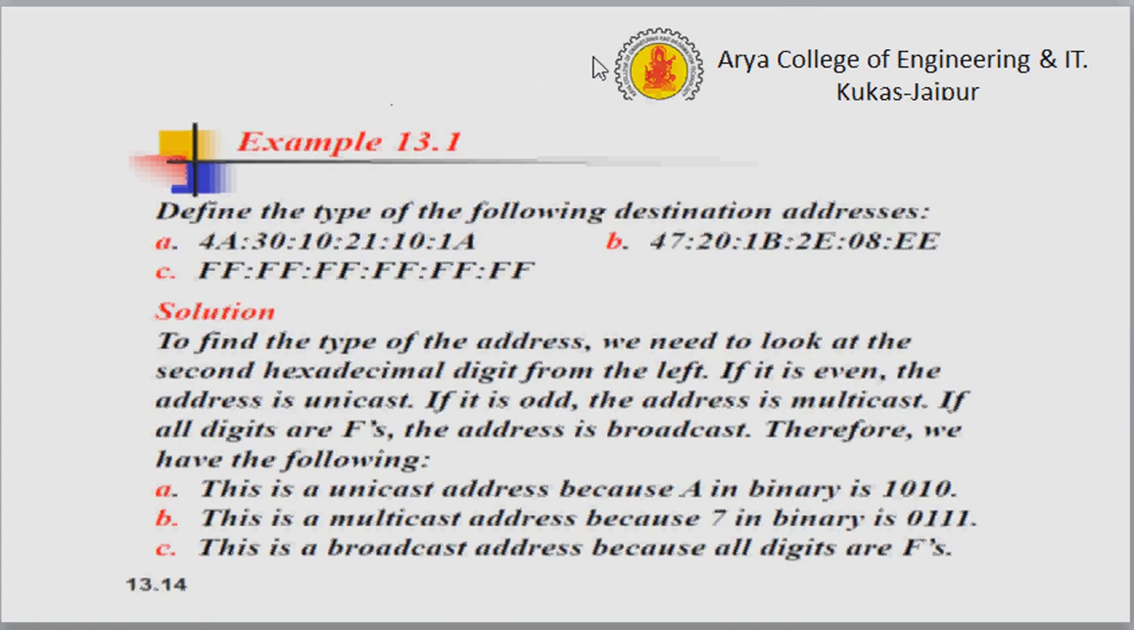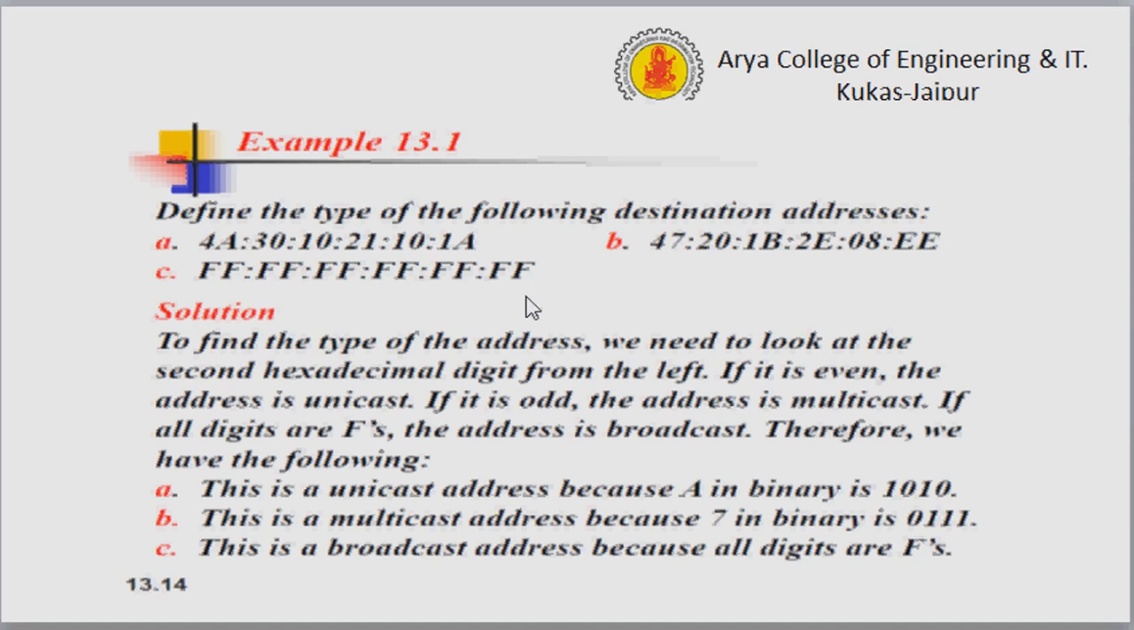This is an example of addressing. Define the types of the following destination addresses. There are 3 questions. We can understand the addressing from this example also. First is 4A:30:10:21:10:1A. Second is 47:20:1B:2E:08:EE, and third is FF:FF:FF:FF:FF:FF.